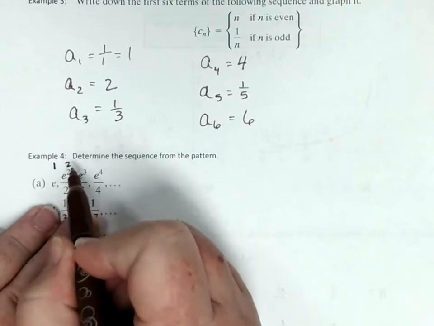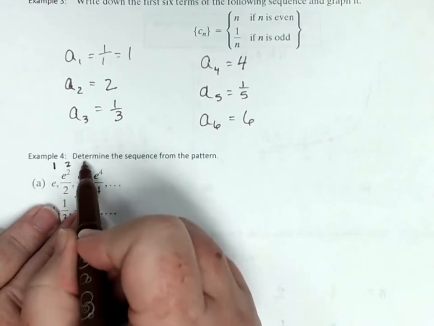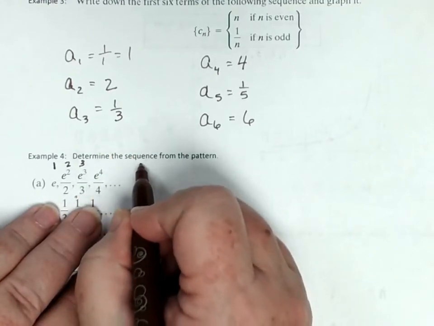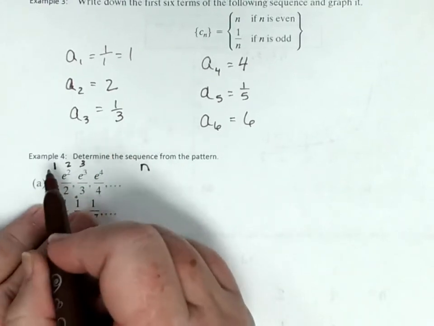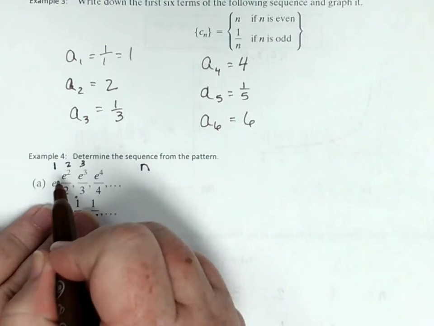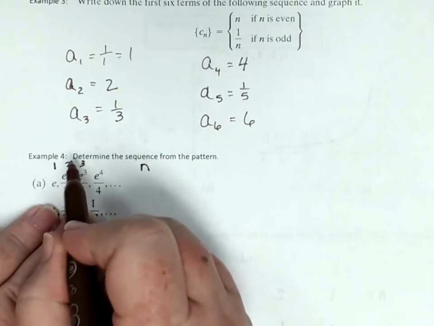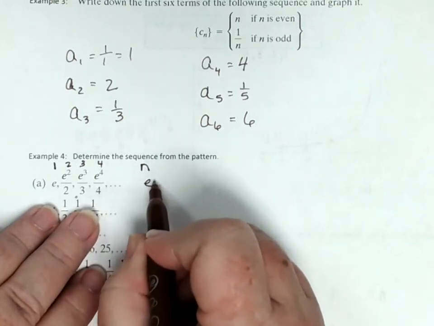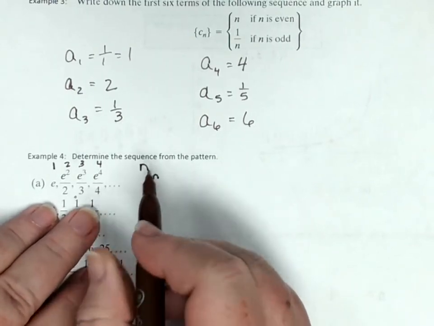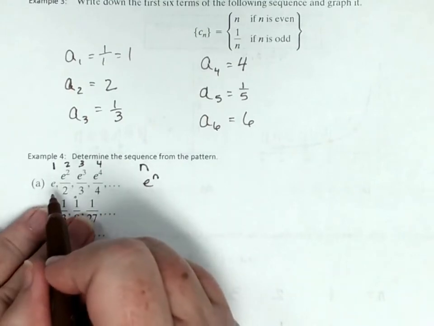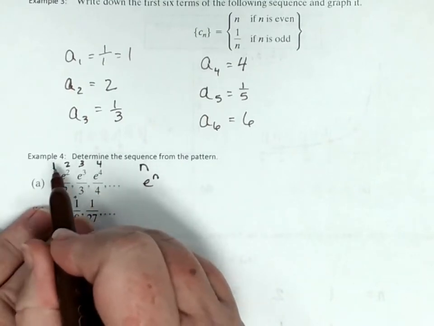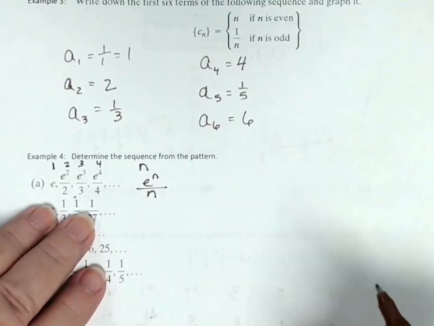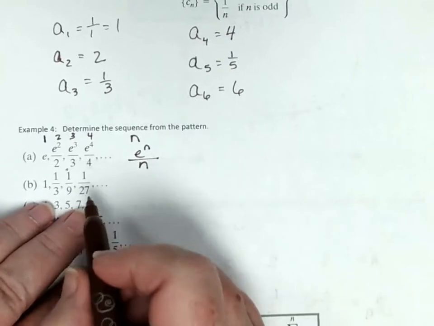On the second term, it's e squared. On the third term, it's e to the third. So what is it going to be on the nth term? Well, look at the exponent, it matches that number n. And so when the exponent is matching the n, that means this term would be e to the n. And then on the bottom, we had a 1, 2, 3, 4. It matches the n's. So on the bottom of this one, it's just n.